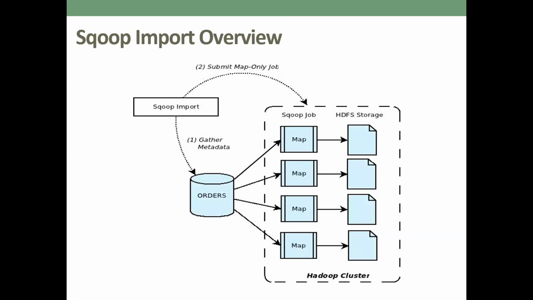Okay, so for example, the map only. There will be a MapReduce job for your Sqoop command, right? And that MapReduce job is a map-only job. So there will not be any reduce task, only map tasks. Now, to increase the parallelism, you can run multiple map tasks, right? Here you can control the map tasks.